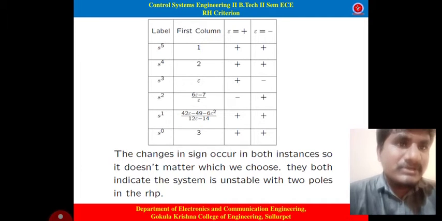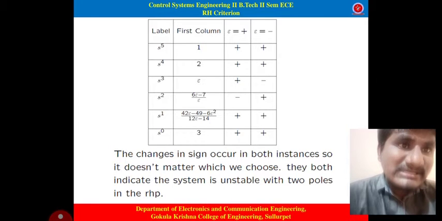If epsilon is a small positive, it is actually 0, just a little more than 0. At that time we will be getting 6 into that little 0.0001, something like 0, minus 7, so we will be getting a negative value. Similarly, the s power 1 term will become positive. So there is a sign change. Yes or no? There is a sign change.